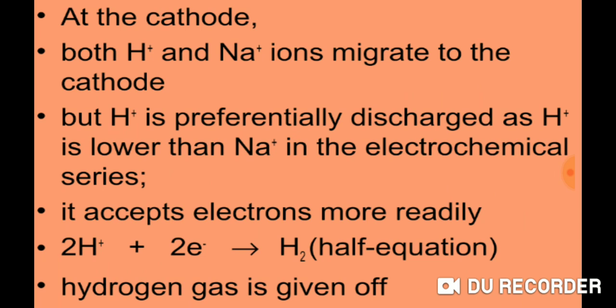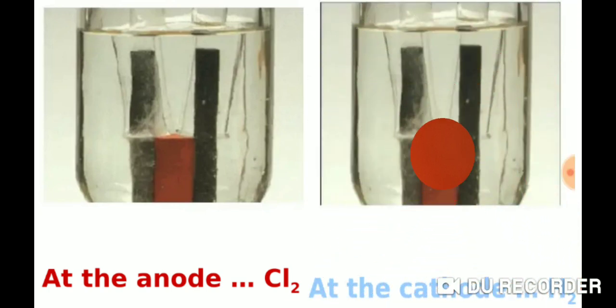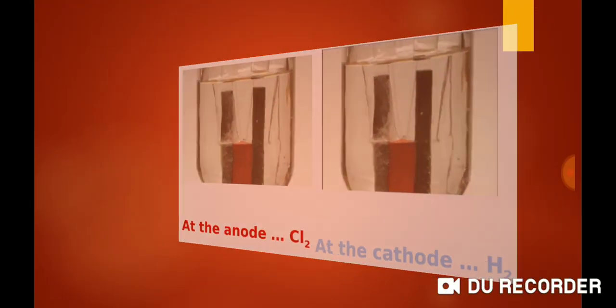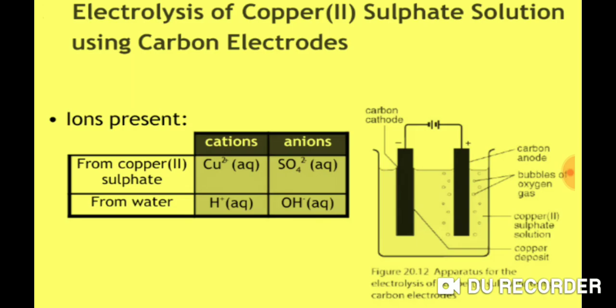So at the cathode, both H positive and Na positive ions migrate. H positive ions get preferentially discharged, as the discharge potential of H positive is less than that of sodium ion in the electrochemical series. Hence, instead of getting sodium metal, we will get hydrogen gas at the cathode. So at the anode we are getting chlorine, whereas at the cathode we are getting hydrogen during the electrolysis of concentrated NaCl solution.